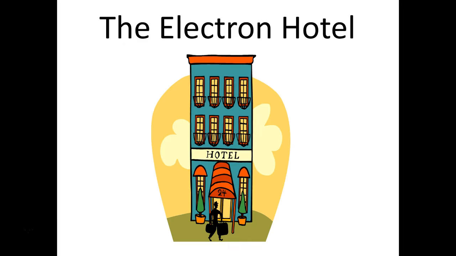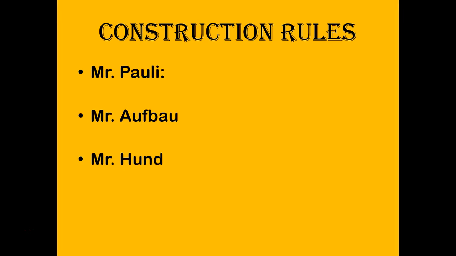So here's the story. There are three fellows who come together and decide that they're going to build a hotel. Their names are Mr. Pauli, Mr. Aufbau, and Mr. Hund. They're eccentric old fellows with strange ideas about how they want to build this hotel. The first guy, Mr. Pauli, says all of the rooms have to have bunk beds. He really loves bunk beds.